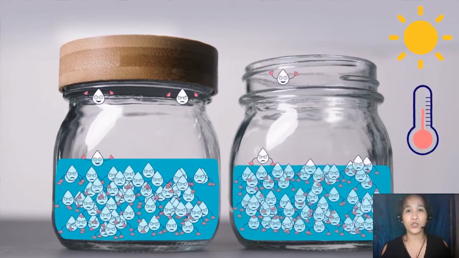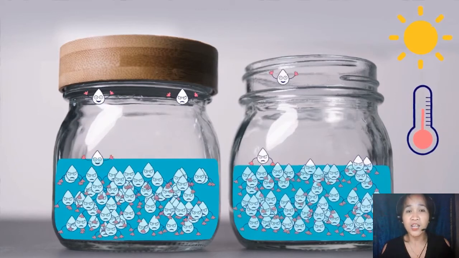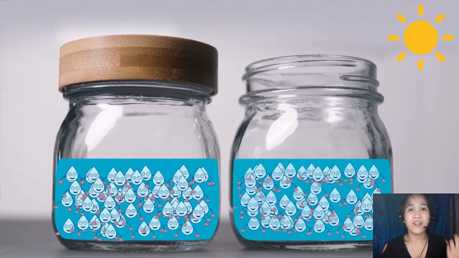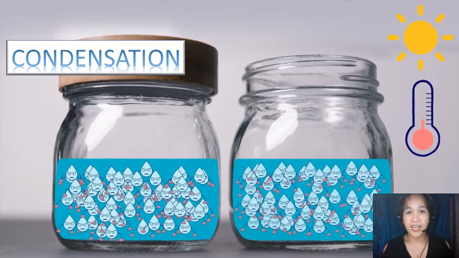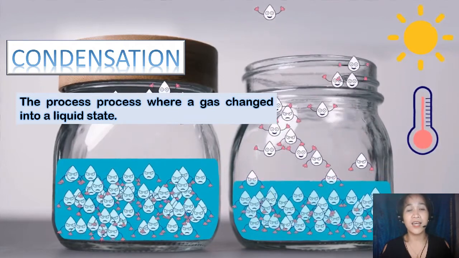Some of the molecules of water on the surface of the liquid escape and go into the gaseous state. These molecules may then collide with the inner surface of the cover, and as more of these molecules do so, some may stay on the cover, accumulate and form droplets. This process where a gas changes into a liquid is called condensation. So it is the reverse of evaporation. Again, condensation is the process where a gas changes into a liquid state.